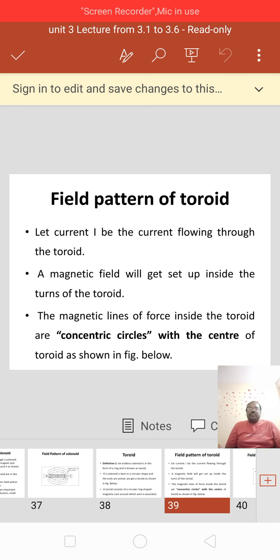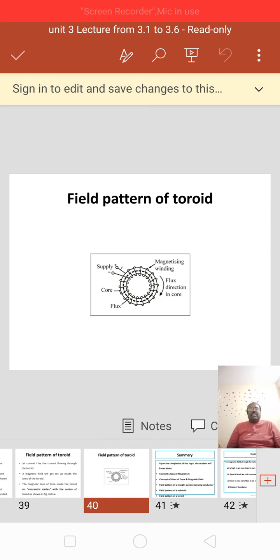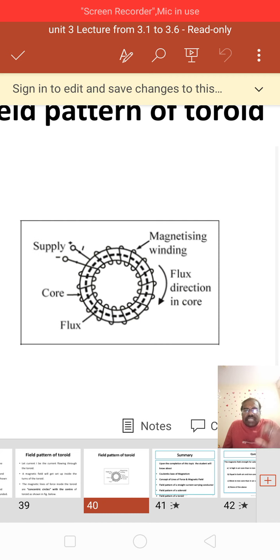figure below. See here, it is the field pattern of toroid. See here, there exists the supply, core, flux, magnetizing winding, and the direction of flux in the core. This is the field pattern of toroid.